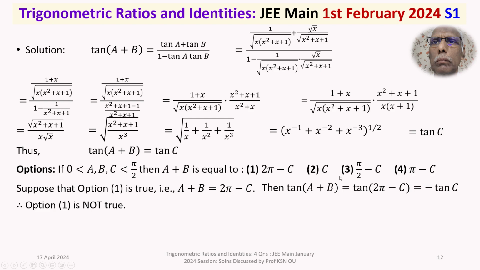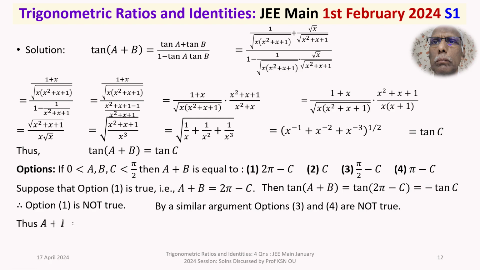By a similar argument, these options also can be eliminated. So by a similar argument, options 3 and 4 are not true. Therefore option 2 is true. Therefore a plus b is equal to c. Agree? So your answer to this question is option 2.